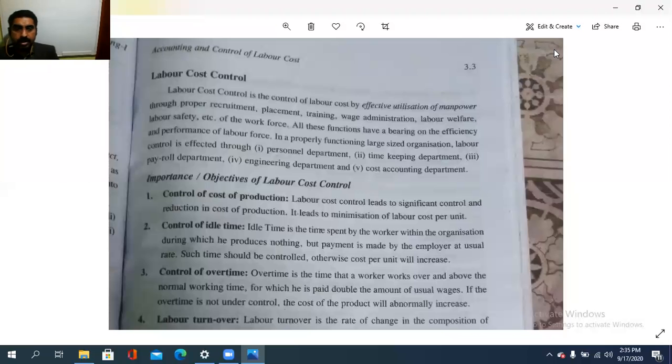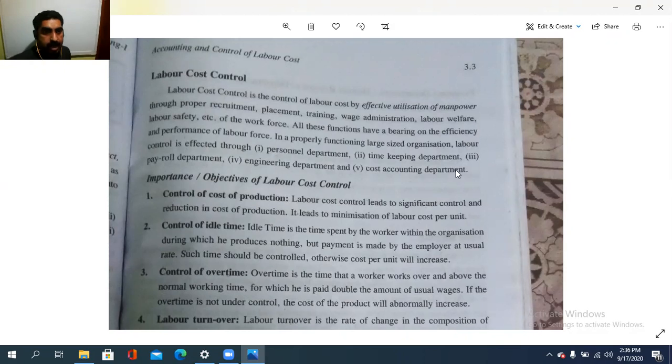So we have seen the differences between direct labor and indirect labor. Next is labor cost control. Like in the previous module, there was material cost control. Everything should be controlled to the minimum, then only will costing profit be increased. The material cost should be controlled, the labor cost also should be controlled, and the overheads and expenses also have to be controlled.